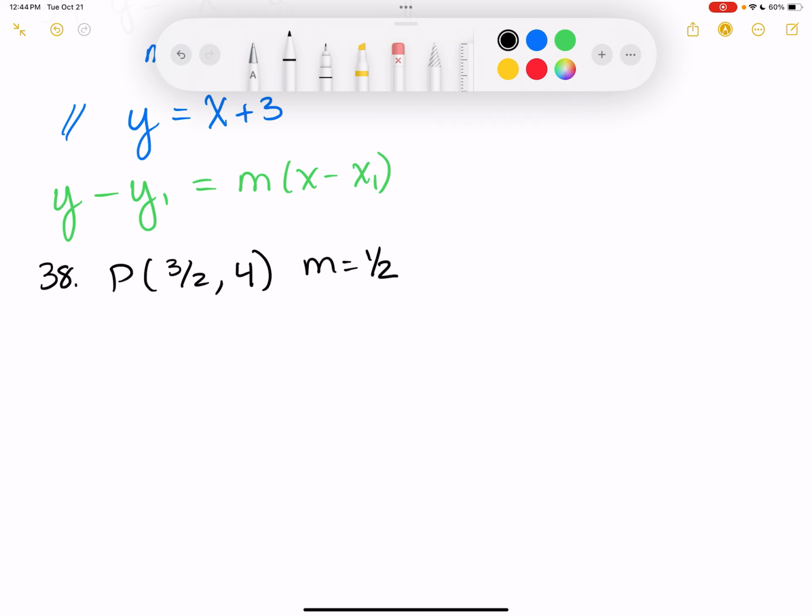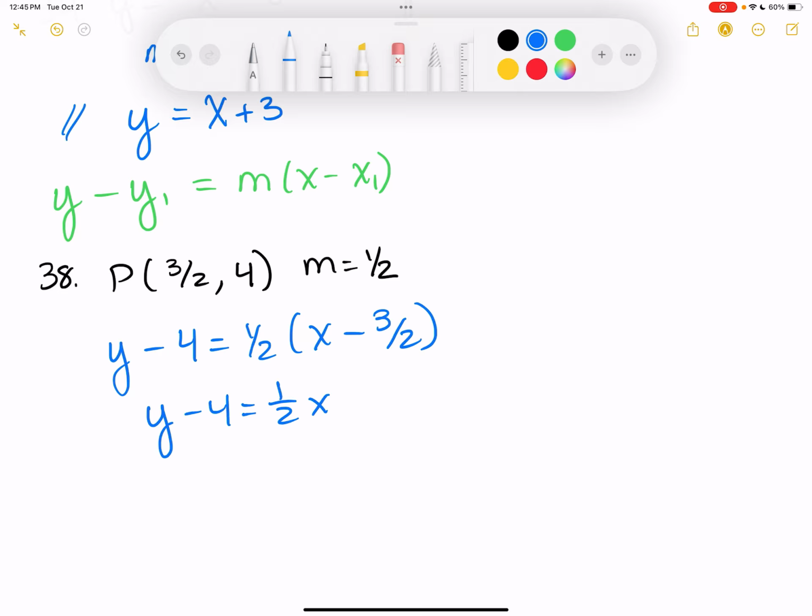So the y1 and the x1 are what's getting replaced. The other y and x stay as they are. So this is y minus y1, which is 4, equals m, 1/2, times x minus 3/2. So I've got y minus 4 is equal to 1/2 x minus 3/4. I'm distributing that 1/2 to both things in here.